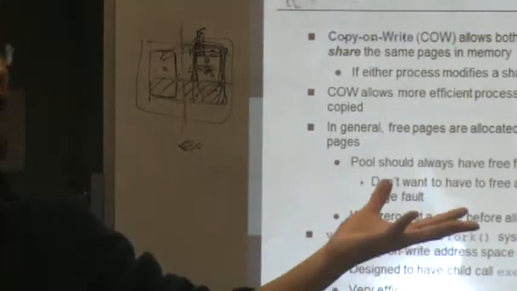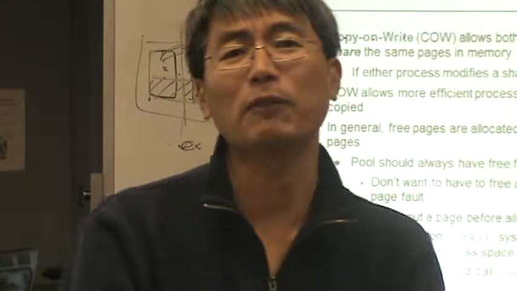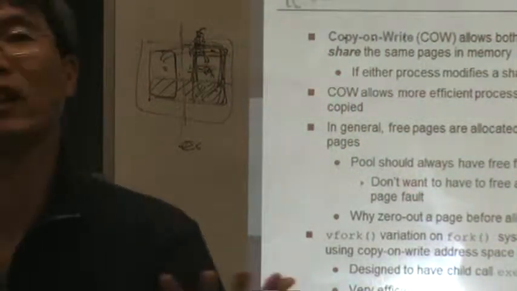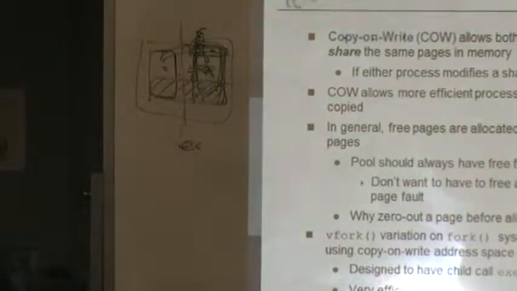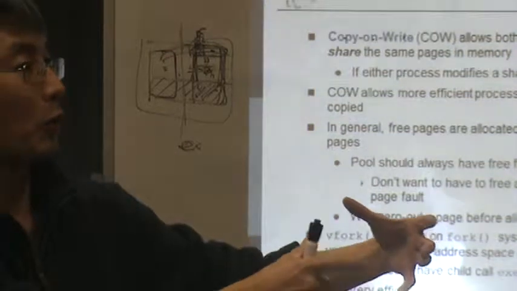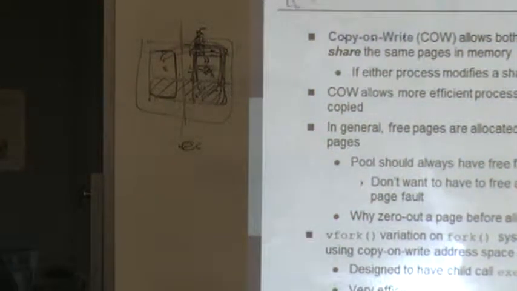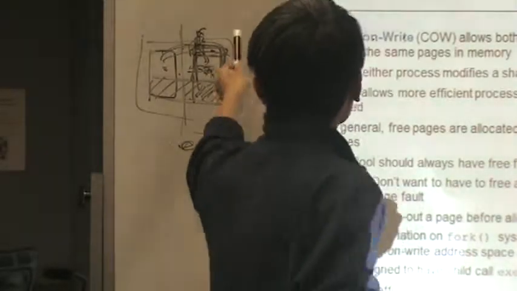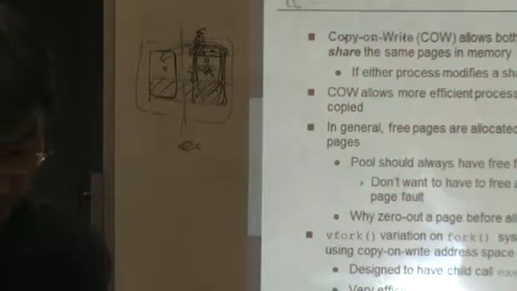The users don't want to wait for the process. If it takes 10 seconds, they don't want to wait. So to speed up process creation, the operating system manages a certain pool of free pages. Then it allocates such free pages to the copy on write process. Okay.